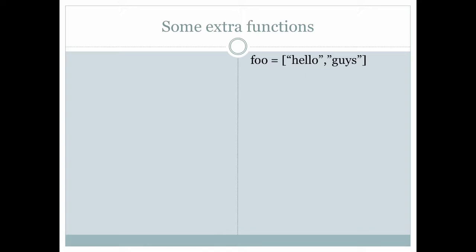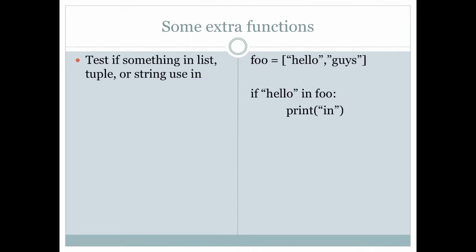Alright, and here's some extra functions you're going to be using, because today we are in fact going to do some more of our hangman game, alright? First, we're just going to start off with our list foo, which contains hello and guys. To test if something is in the list, or a tuple or a string or anything, we're going to use the word in. And this flows really well with normal English. We have if hello in foo.